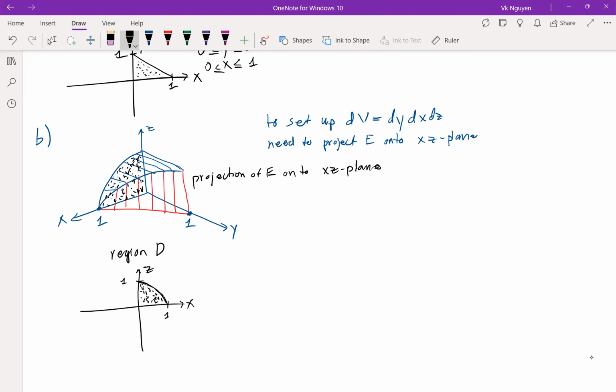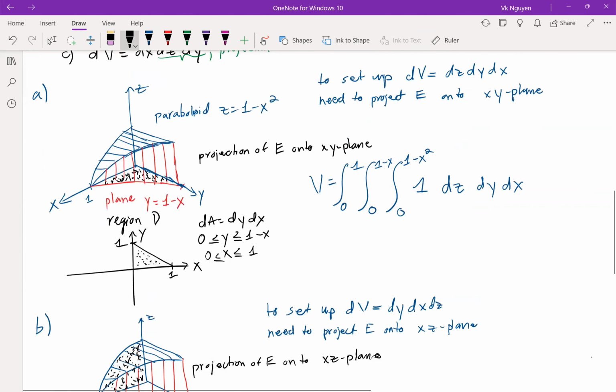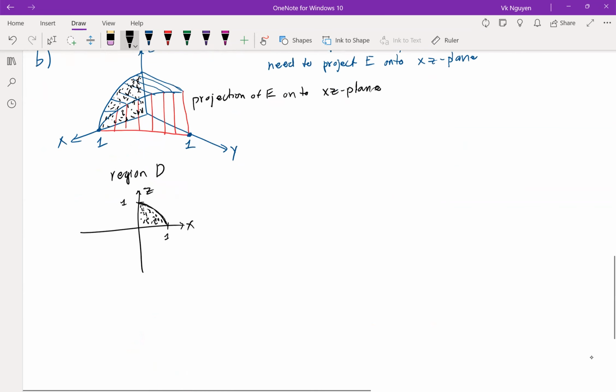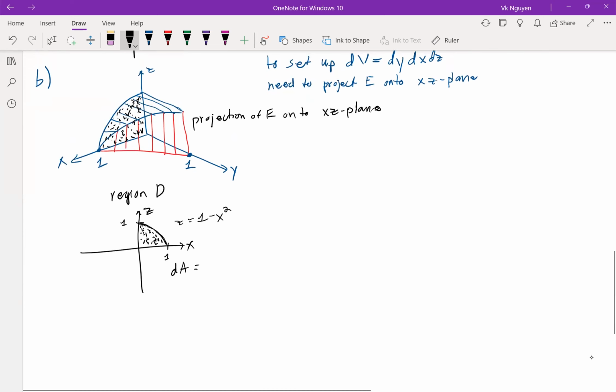So this one, we already know the parabola because it's just z equals 1 minus x squared. Now it's going to be doing a dA. The dA here, according to the problem, we want to do dx dz. So x is going to go from, and z is going to go from.